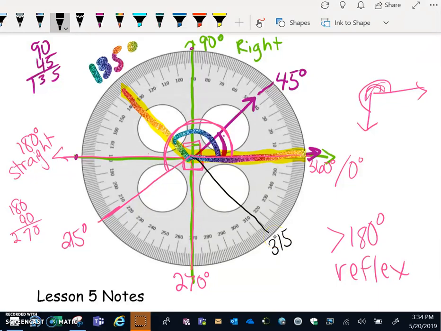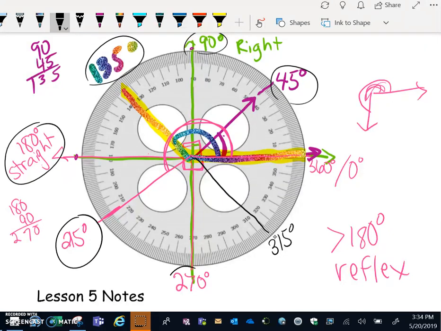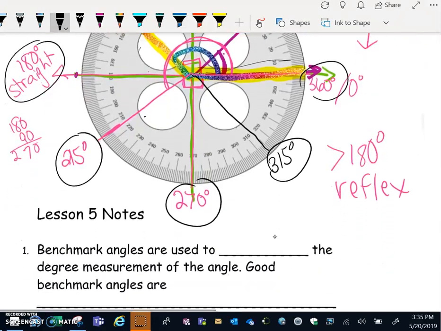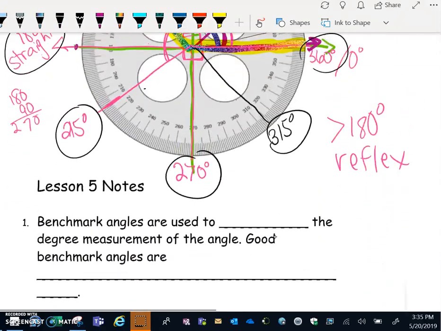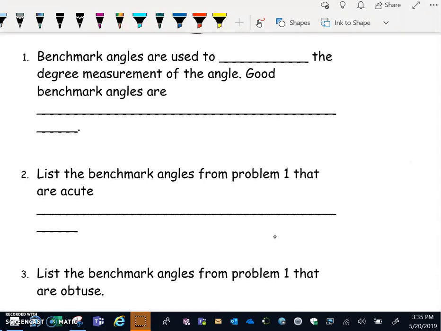So I mark this angle as 315. Our benchmark angles are 45, 90, 135, 180, 215, 270, 315, and 360. Those are common things. We know 90 is 1/4 of the circle. 45 would be 1/8 of the circle. So we're going to go down and fill in these notes. Leave your benchmark sheet out so you can look at it.